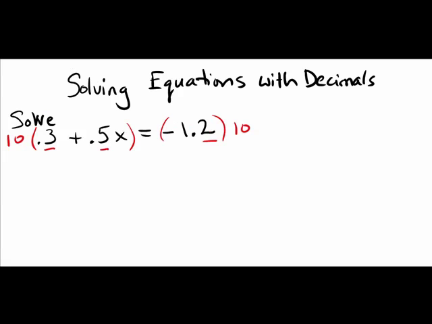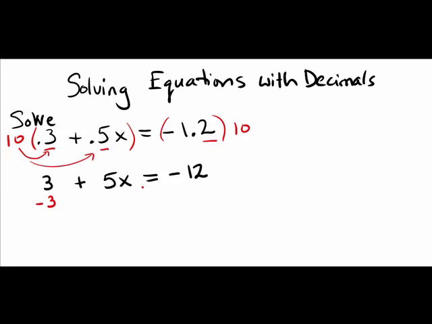So distributing the 10 to both parts of the left because there's addition, we have 10 times 0.3 is 3, plus 10 times 0.5 is 5. The x is still there. 10 times negative 1.2 is negative 12. So at this point we have a regular simple linear equation that you're probably accustomed to seeing. And so we use the technique of getting the terms with x's on one side and the numerical or the constant terms on the other.